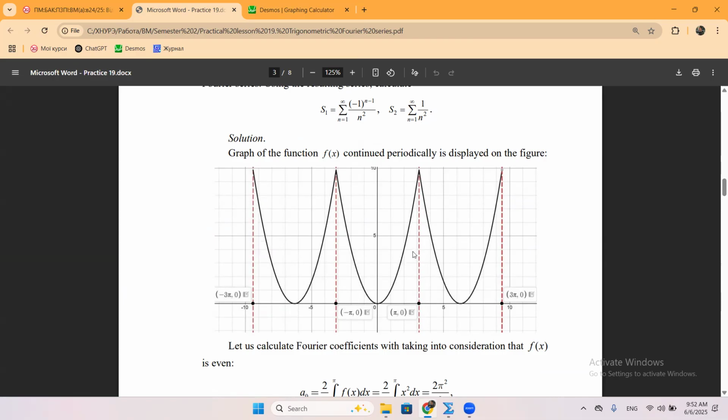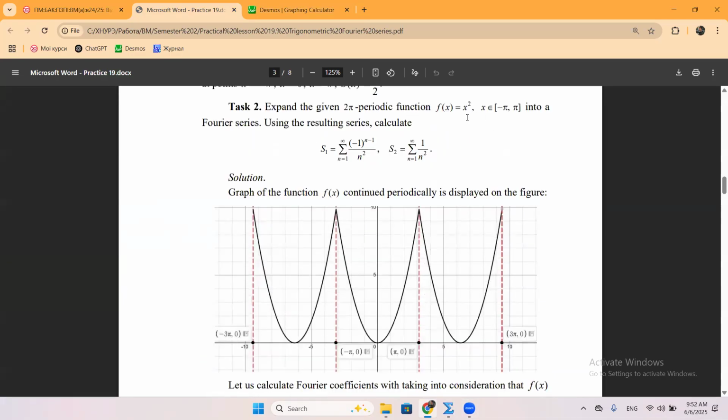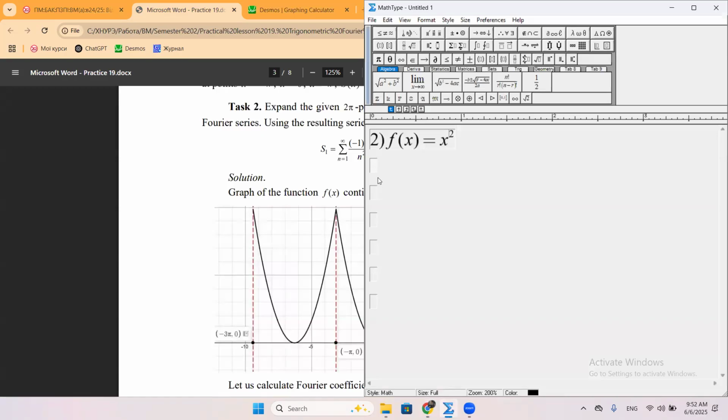So let's calculate Fourier coefficients. Take into consideration that this function x squared is an even function. So it means that coefficients bn will always be equal to 0. For odd functions, coefficients a0 and an are 0, but in this case bn are equal to 0. And what about a0, an?